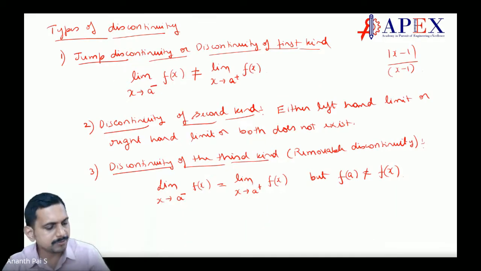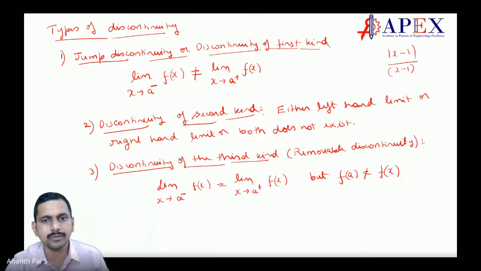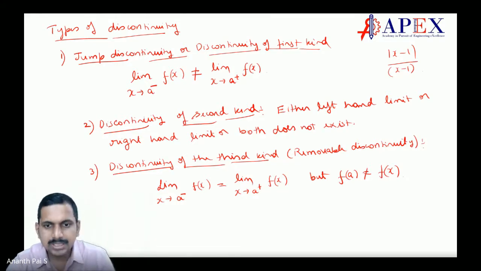So there are three types of discontinuity. First one is discontinuity of the first kind, where the right hand limit and left hand limit do not match. Second kind is that the left hand limit does not exist, or the right hand limit does not exist, or both do not exist. Third one is called removable discontinuity. Both right hand limit and left hand limit exist, both limits are equal to each other, but the function value there is not equal to the limit value. So it is not continuous. It is not defined at that point, probably.